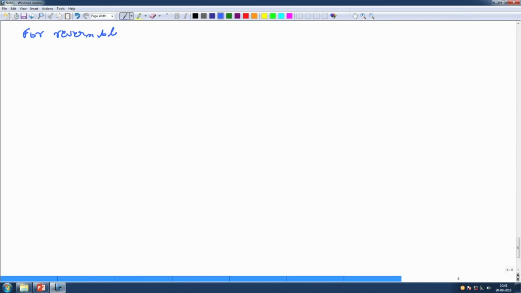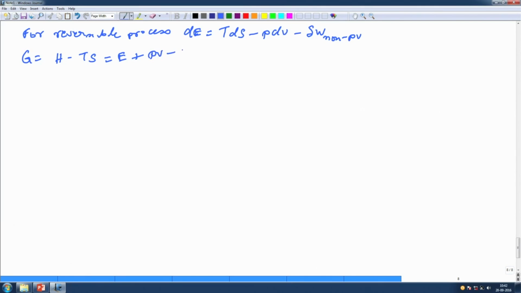For a reversible process, dE is equal to TdS minus PdV minus any non-PV related work. G, which is the Gibbs free energy, is H minus TS, which is equal to E plus PV minus TS.